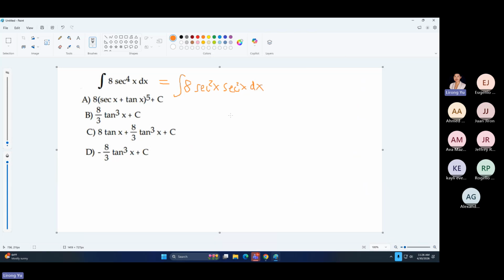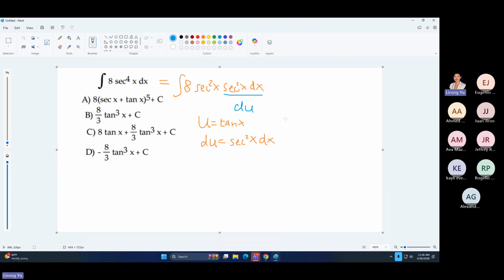One of the methods is to make u equal to tangent. The derivative of tangent is secant square. So in this case, du equals secant square of x dx. So right there, we have this is du. So we are doing the substitution method.